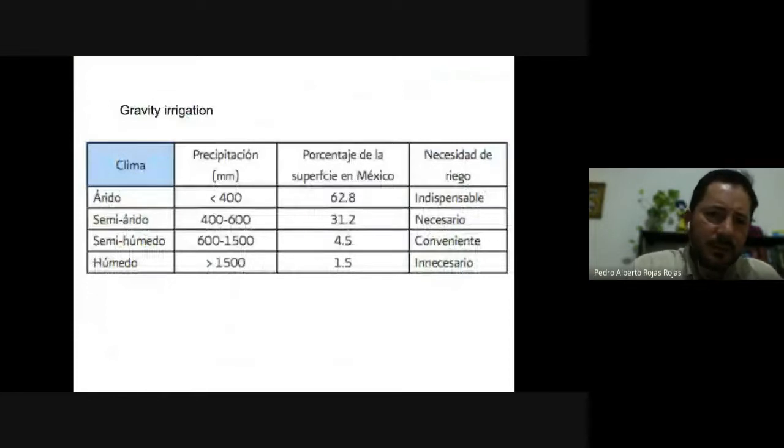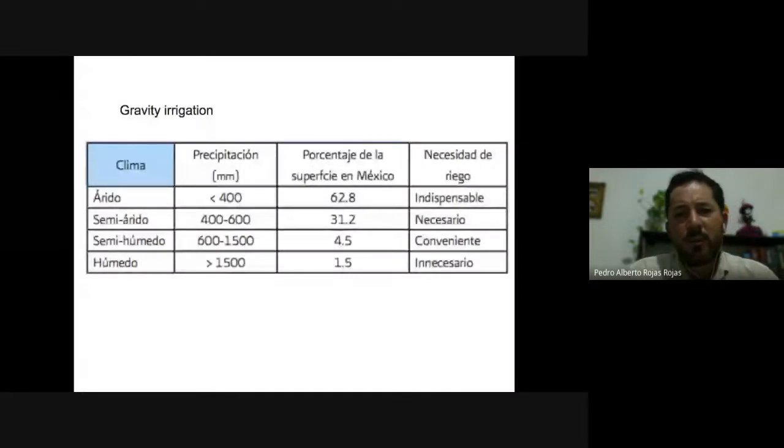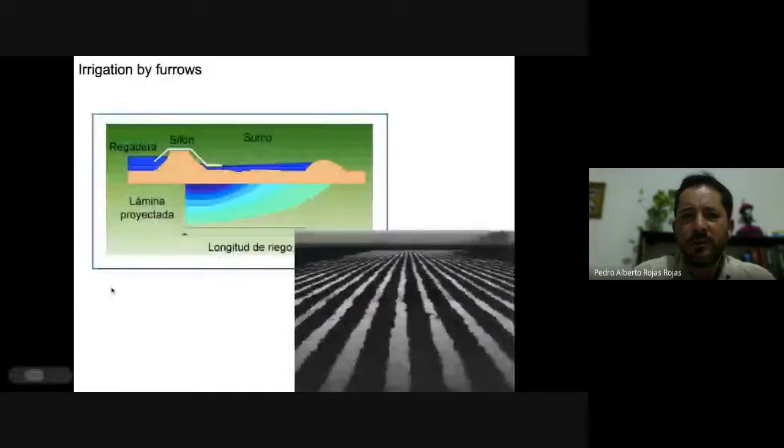This kind of gravity irrigation depends on the climate where you are using this irrigation system. In arid climates, you are forced to apply the water. In humid climates, it is unnecessary. So the kind of irrigation system depends on the water situation.